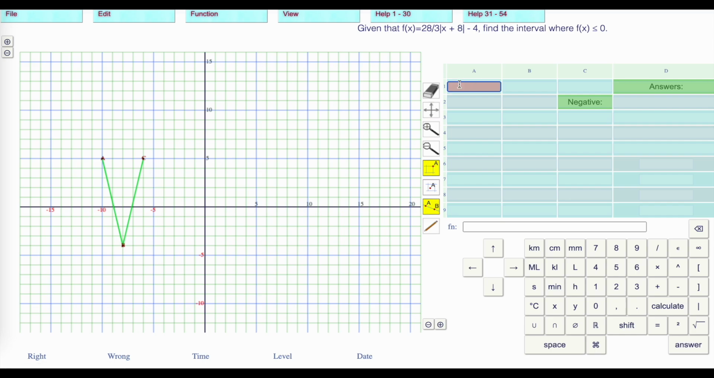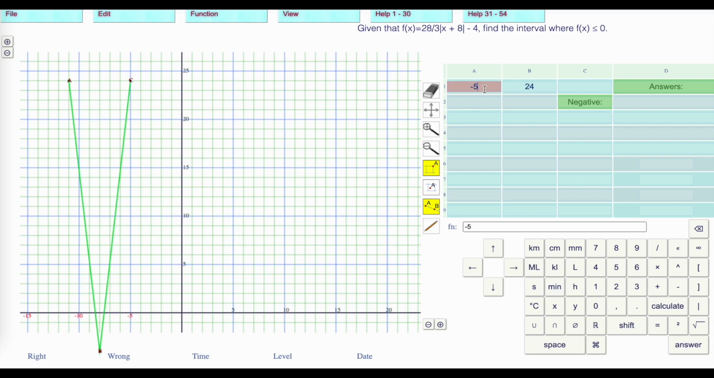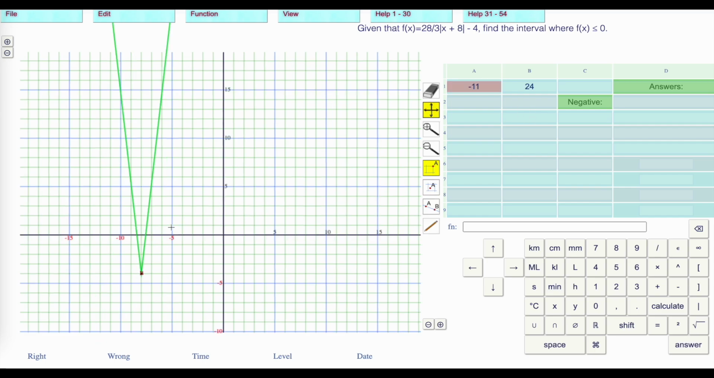When x is -8, the y value should be -4: y equals 28 divided by 3 times the absolute value of x plus 8, close the absolute value. That is 0, so 28 over 3 times 0. The absolute value of 0 is 0. Minus 4 is -4. When x is -5, we get 24. When x is -11, we also get 24. Our function looks like this.